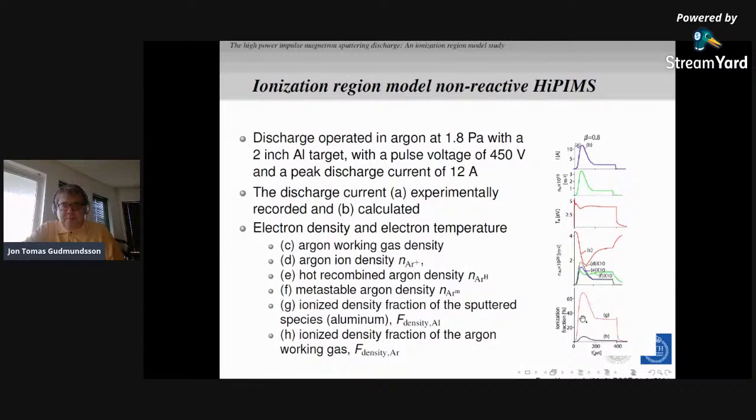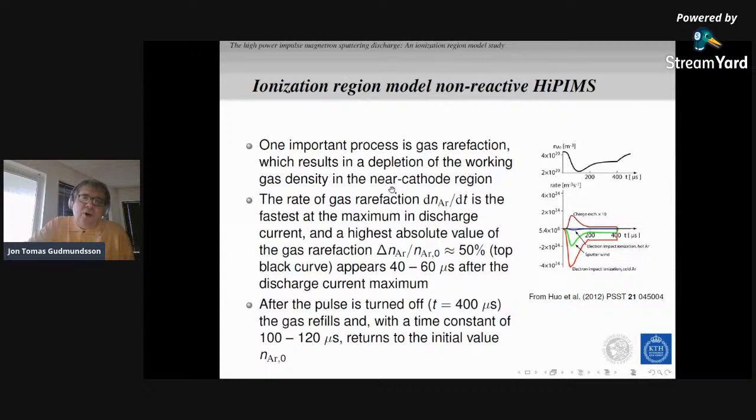What is interesting here is to look at the cause of the rarefaction of the gas. We see that the argon density drops from about 4 times 10 to the 20 to 2 times 10 to the 20. So it's almost a 50% drop in the argon density. And the reason for this is what we see here. These are the two biggest contributions to this.